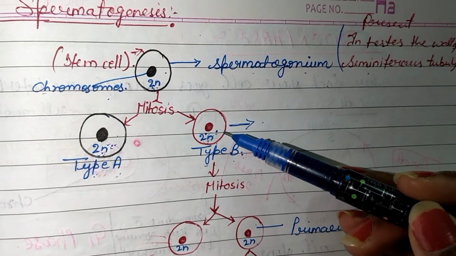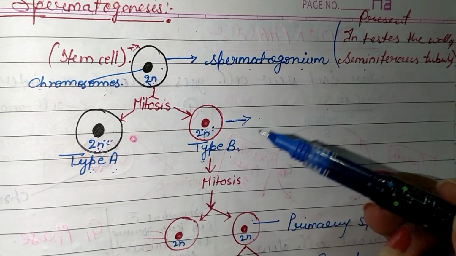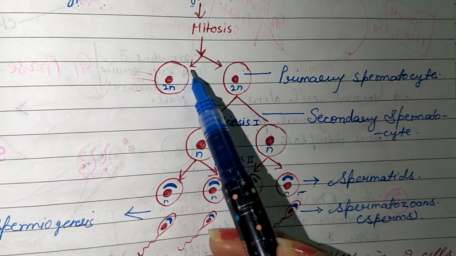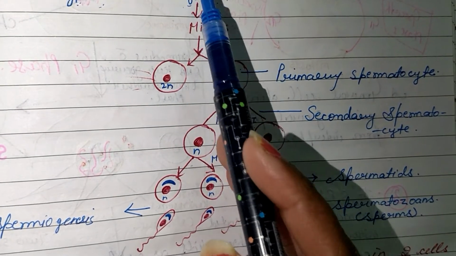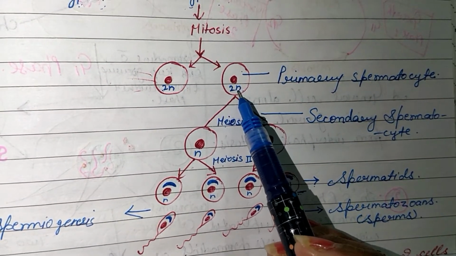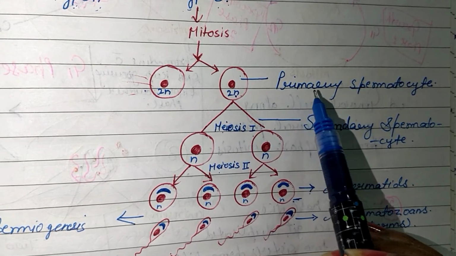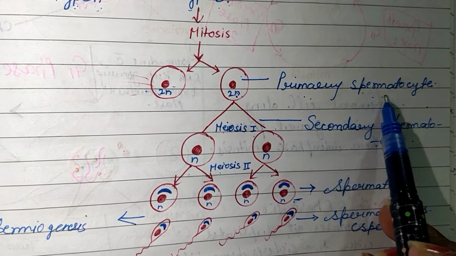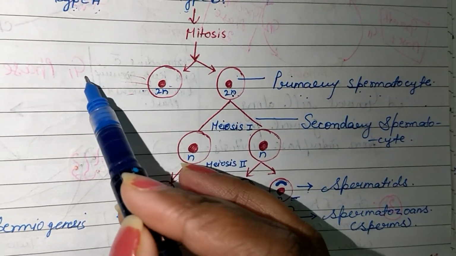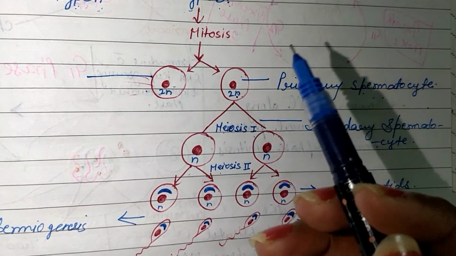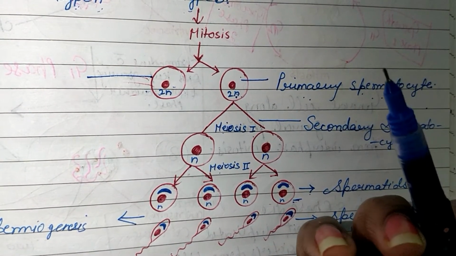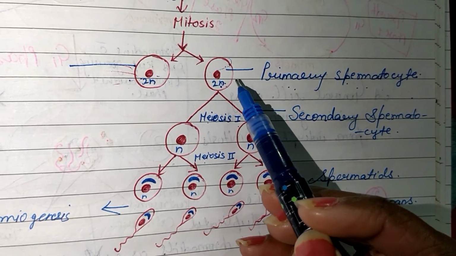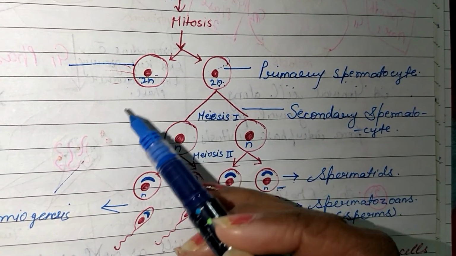After this, mitosis takes place again, and the cell divides into two cells, and the chromosomes are again the same, 2n and 2n. At this stage the cells are called primary spermatocytes, and now the cells are ready for the production of the sperms. We will focus only on this cell, as this cell is the same as this one, so the same process will take place here also.